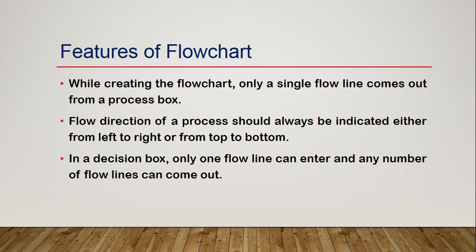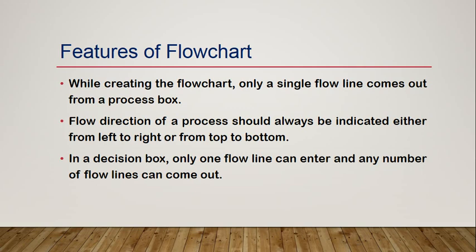Well, while creating the flowchart, we will use a single flow line that comes out from a process box, every single flow line that comes out of the process box. The flow direction of a process should always be indicated either from left to right or top to bottom. Whenever we use a decision box, only one flow line can enter the box and at least two flow lines can come out from that decision box.